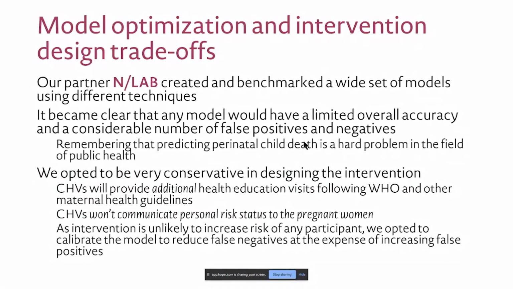So our first step was to create a wide range of different models using different machine learning techniques. And as I mentioned, our partner NLab helped us and created these models with us. And when we looked at the models, it became clear that any model that we choose would have a limited overall accuracy and a considerable number of false positives and negatives. We were fairly comfortable with the ratio of the negative pregnancy outcomes that could be predicted, but we knew that we would have to work with this.